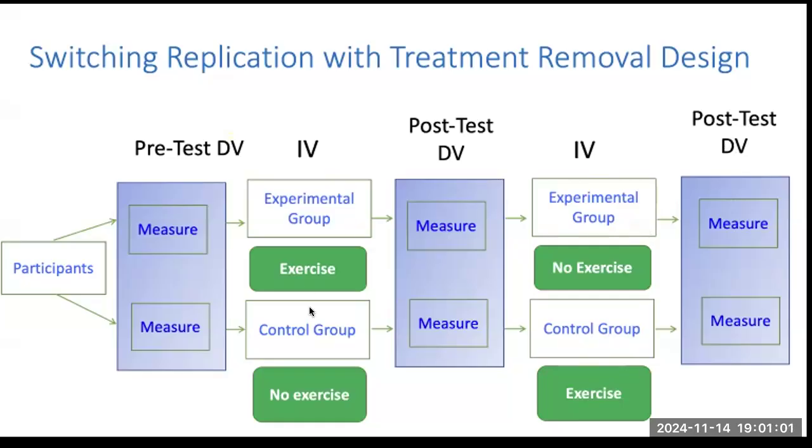So let's go through this. Pre-test dependent variable the first time, that's the baseline. Then you introduce the intervention. What you want to see is the experimental group have an improvement in their post-test dependent variable, and the control group, you're not expecting to see any change, right? Then you take away the intervention from the experimental group and introduce it into the control group. So now you want to see a change for the worse in the experimental group when you measure it the third time, and you want to see improvement in the control group because now they have been exposed to the intervention as well.